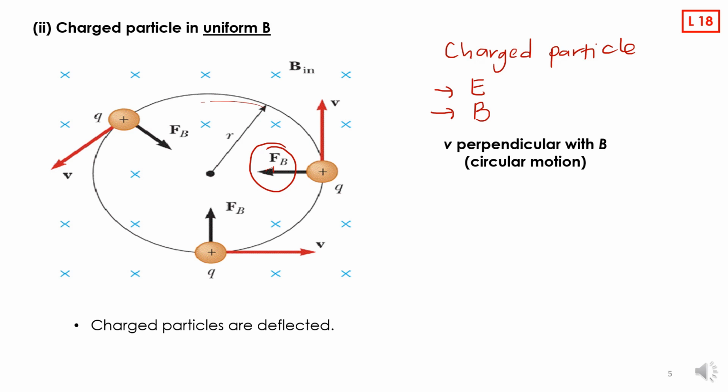When the direction of the electric field is parallel to your charged particle, we're going to see a linear motion. However, when the charged particle is moving perpendicular to the electric field, we're going to observe a projectile motion or parabolic path. For a charged particle in a uniform magnetic field, when the velocity is perpendicular to the field, it will be moving in circular motion.